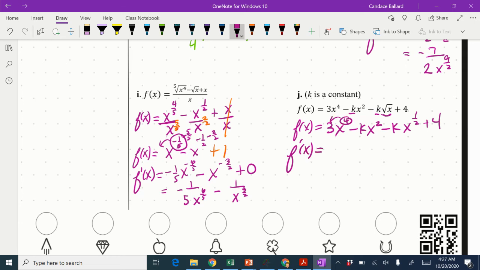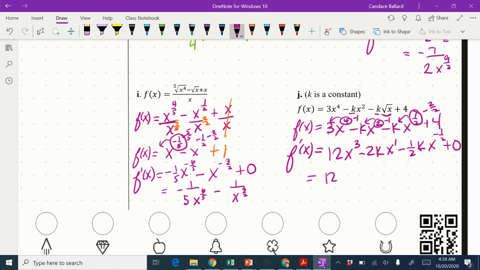So I move my exponent in front. I get 3 times 4, which is 12. x to the, I'm subtracting 1, which is 3. 2 times k, which would be negative 2k. I'm going to subtract 1 off the exponent, and I get x to the 1st. I'm going to bring the 1/2 in front. So 1/2 times negative k would be negative 1/2 k. x, I'm subtracting 1, which is going to look like 2 over 2, to the negative 1/2. And then the derivative of a constant is 0.